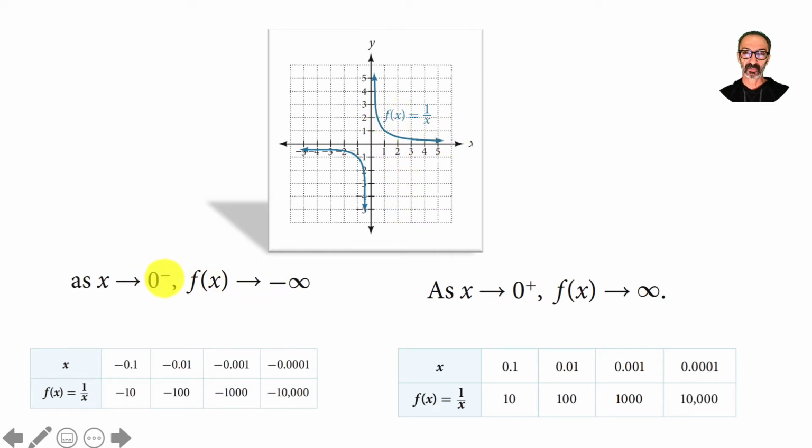If you approach 0 from the left, this is not -0, of course. Approaching 0 from the left, you're going to go down. With the same concept, same idea, but with negatives.